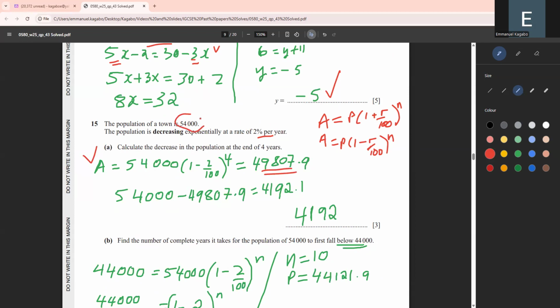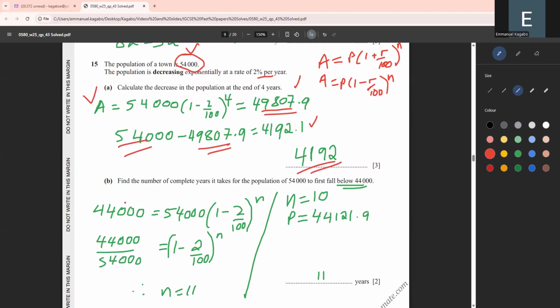And initially, the population was this. So what's the decrease? You get this minus that. That's what you see I did here. Minus this, then gives you the decrease of the population. And the population can never be a decimal, so I gave it to be this.